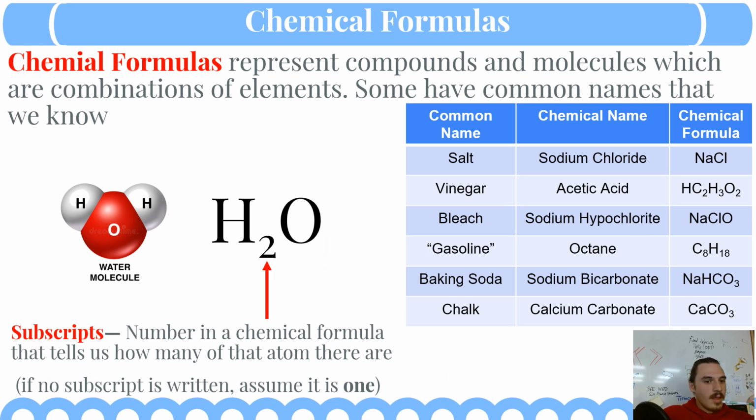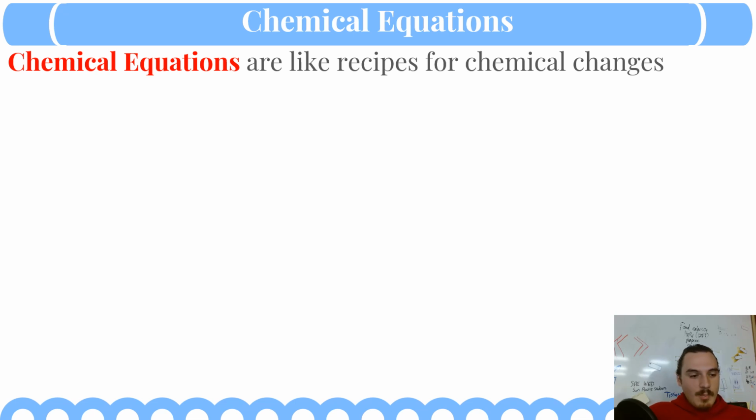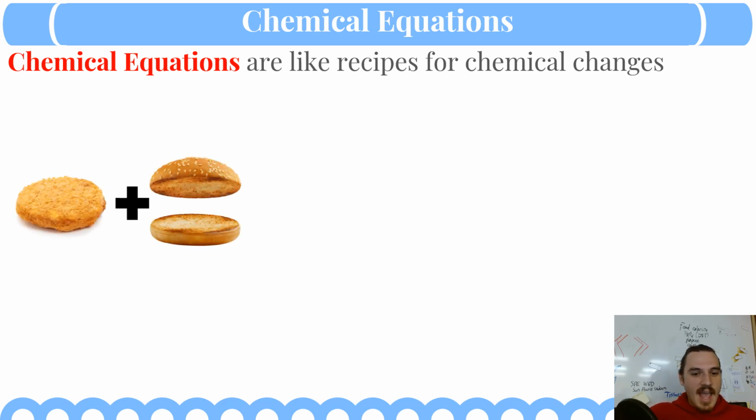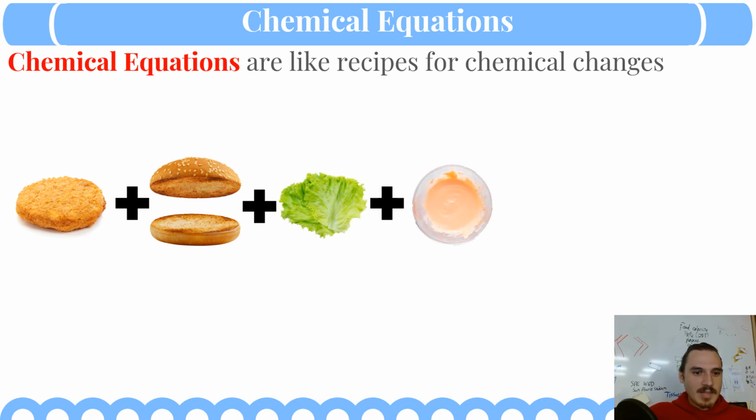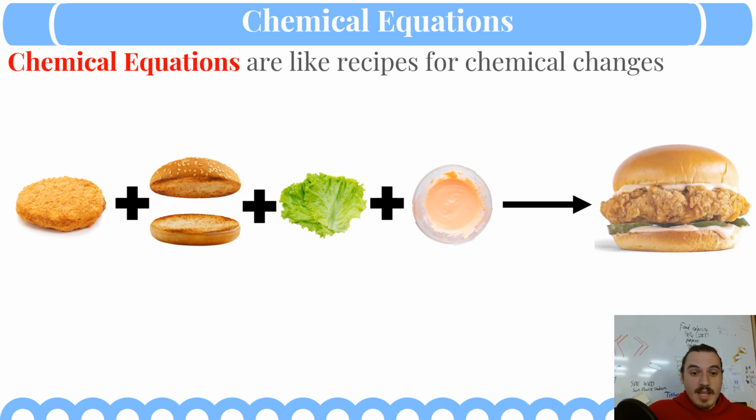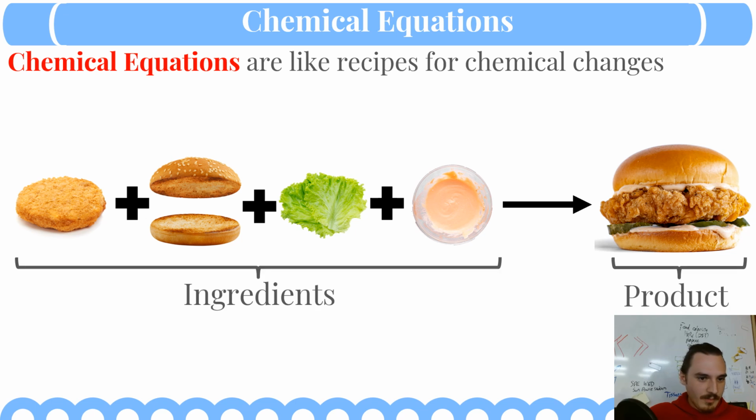Okay? All right. Now, chemical equations is the full combination of all of these aspects. So they're like recipes for chemical changes. So imagine that you take a chicken patty, you add on some buns, maybe some lettuce, and then you got some kind of sauce. I don't remember what sauce this is, but it looks kind of gross actually. But if we put them all together, we get a chicken sandwich, which sounds absolutely delicious right now. Okay?